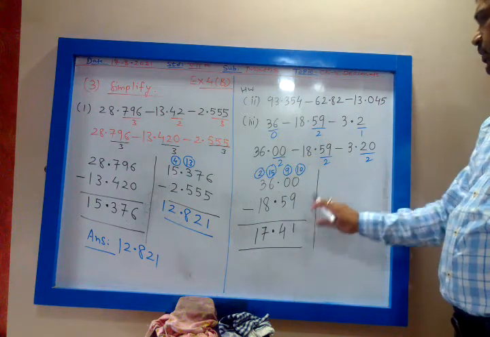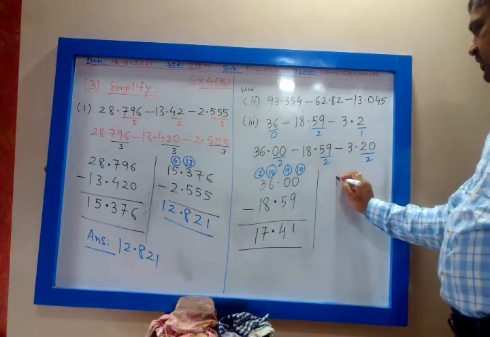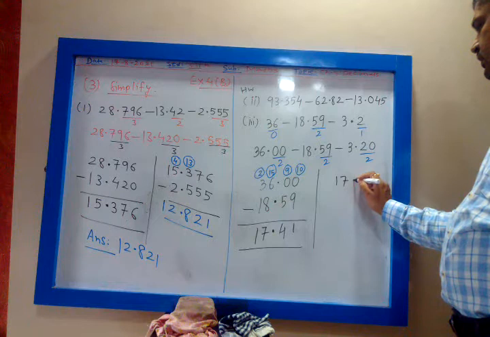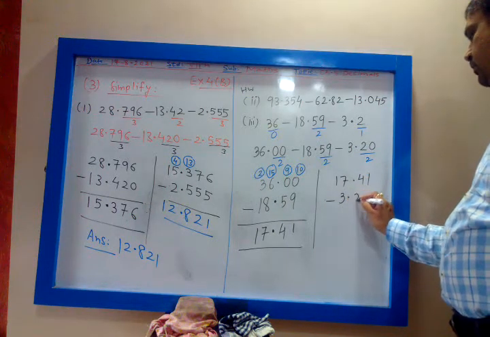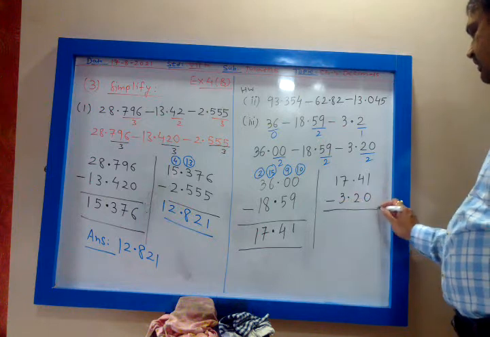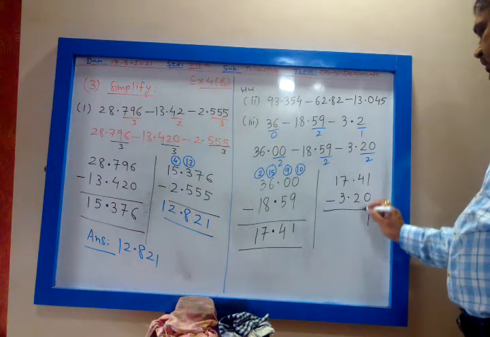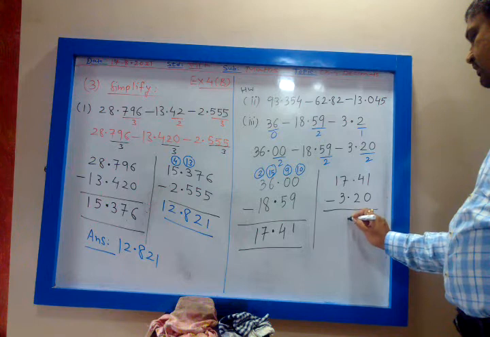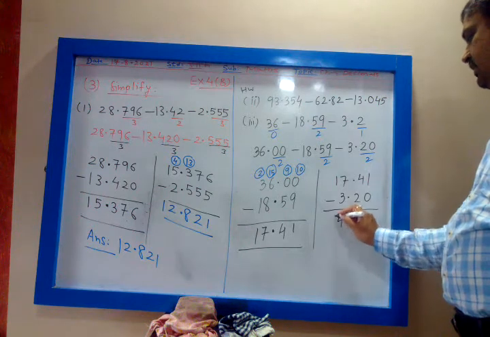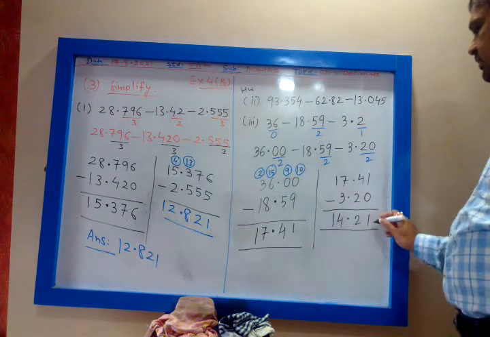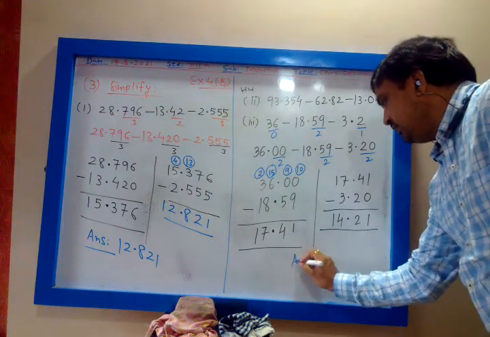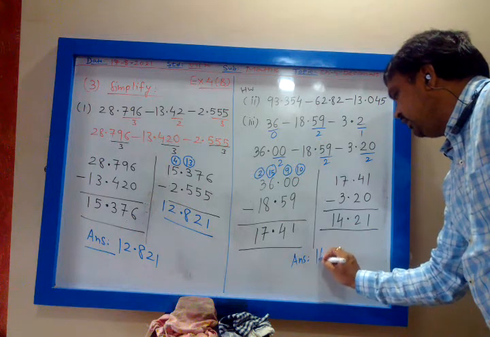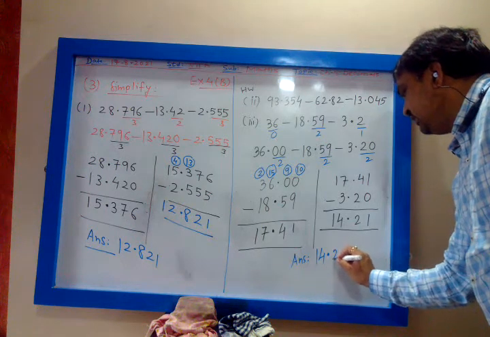Now from 17.41 you have to subtract 3.20. Let us subtract. 1 minus 0, 1. 4 minus 2 is 2. 7 minus 3 is 4. 1 minus 0 is 1. 14.21 is the answer. Yes.